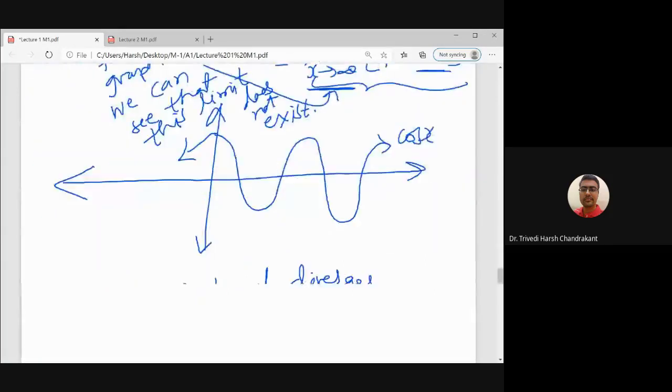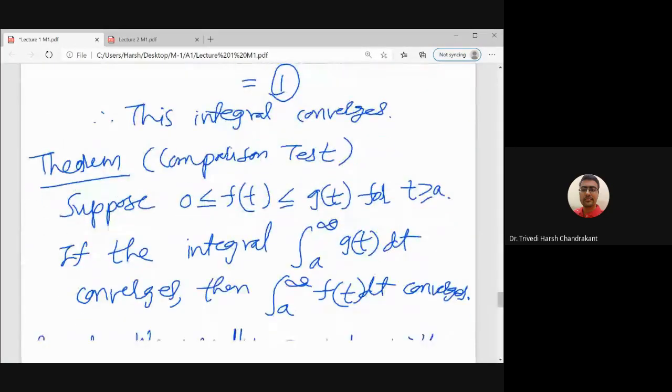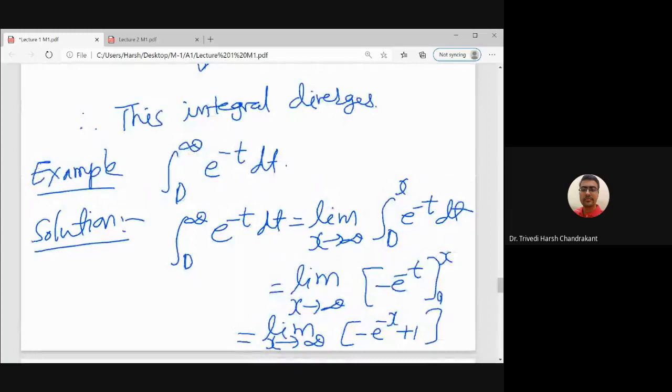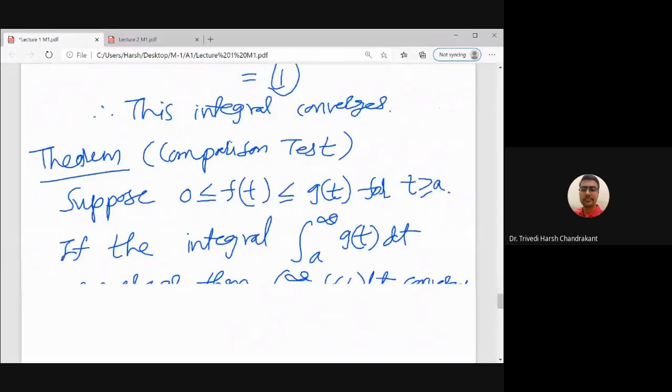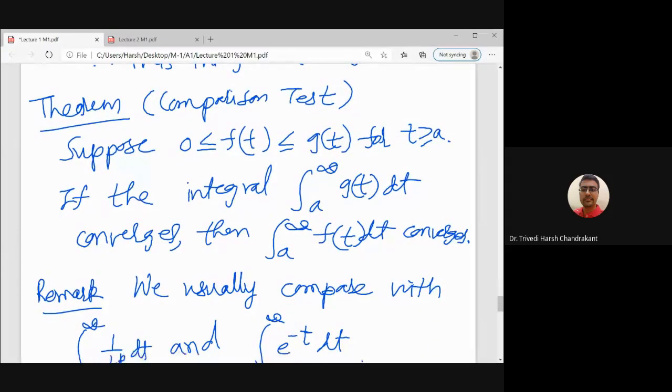We have seen other examples also, and this is also an important example: the integral of e power minus t dt is also convergent. So in the comparison test, mostly we use these two functions. For the given function which we want to integrate, we want to check whether it is convergent or divergent. We compare with these two functions, basically 1 upon t power p and e power minus t.